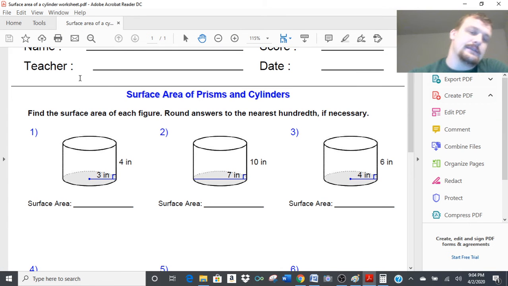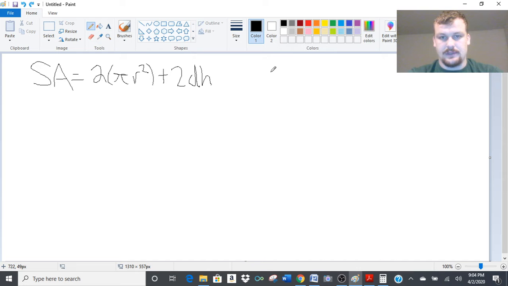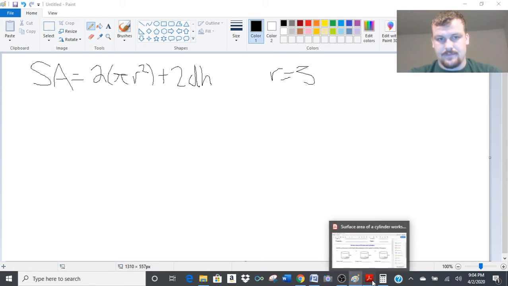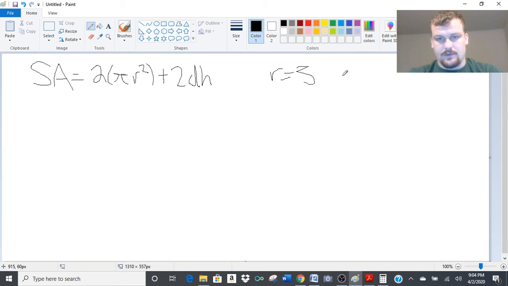And here is the worksheet that we're doing. Our radius is 3 because it's half. I'm going to just put that in there so I don't have to click back and forth. Height is 4. R stands for radius, D stands for diameter. Diameter is always twice the length of the radius, so since our radius is 3, our diameter is 6.